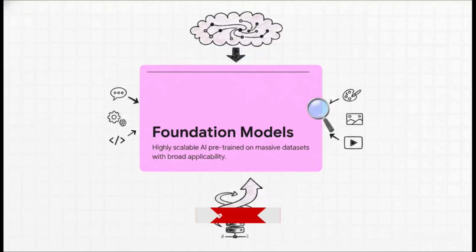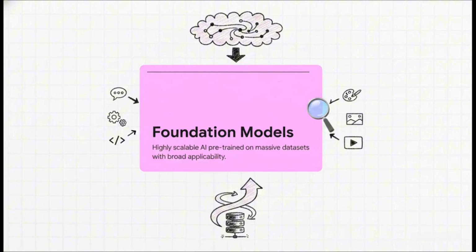And this brings us to foundation models. What exactly are they? Well, unlike older, narrow algorithms designed to do just one specific thing, foundation models are highly scalable AI systems pre-trained on massive datasets. They possess broad applicability. They can generate text, write code, create images, you name it. Crucially, they use positive feedback loops to continuously self-improve.